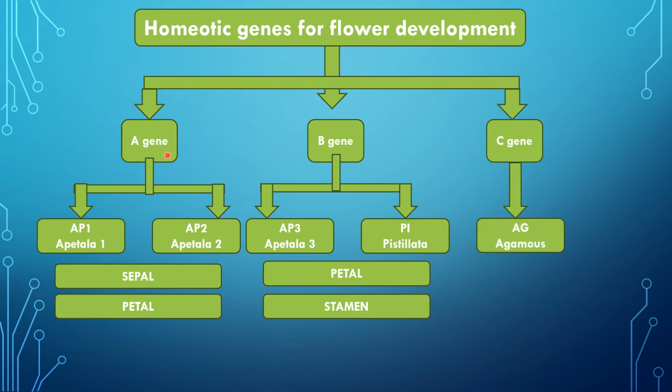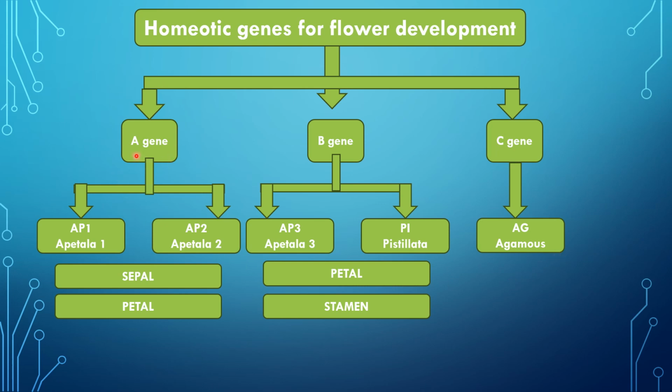So gene A gives rise to AP1, which is apetala 1, and AP2, apetala 2. So A gene is responsible for two different proteins, AP1 and AP2. And then we have B gene, which is responsible for AP3 and PI, that is pistillata. And then gene C gives rise to agamous.